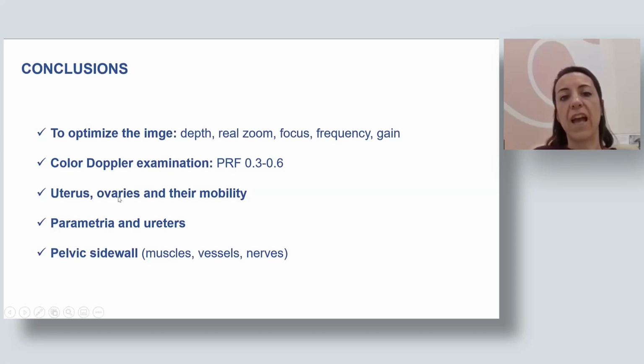Uterus, ovary, and their mobility can be assessed very easily with the transvaginal ultrasound examination, but we can also assess ureters, parametria, and muscles, vessels, and nerves. And thank you very much for your attention and enjoy the rest of the course.